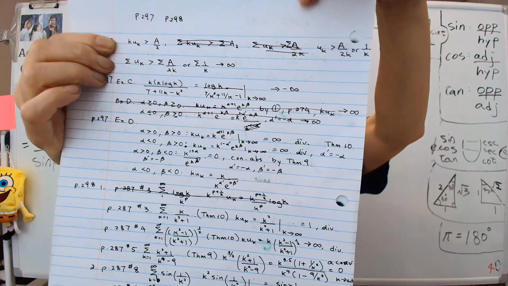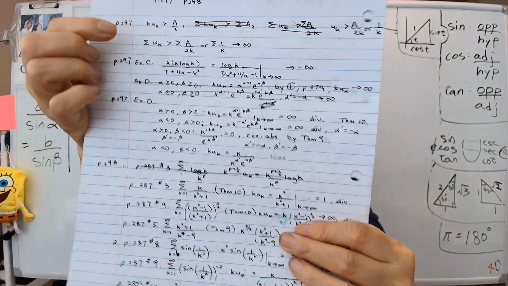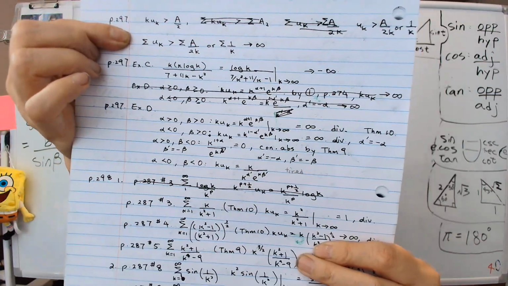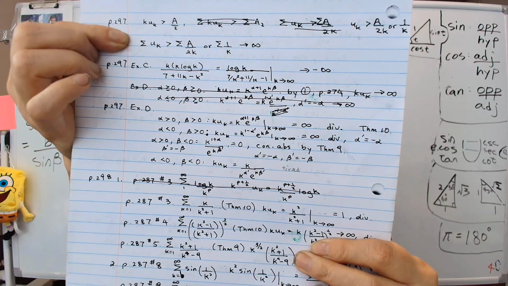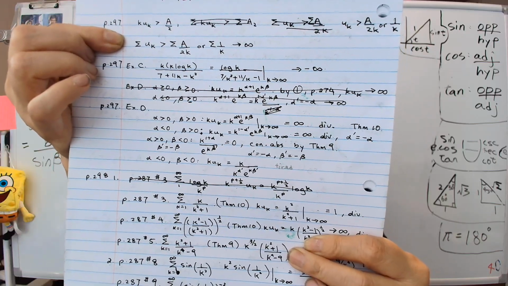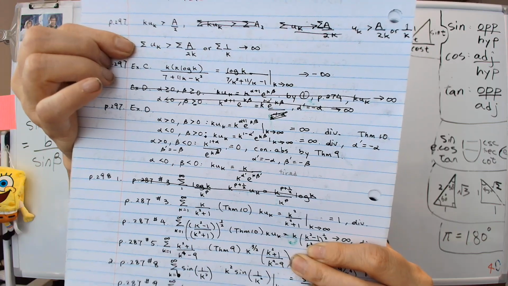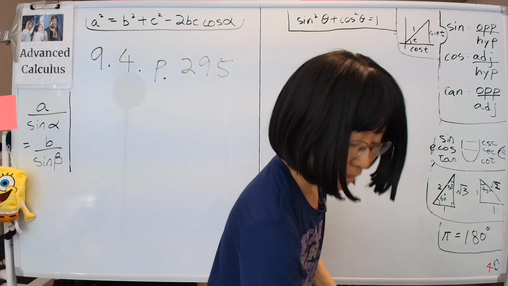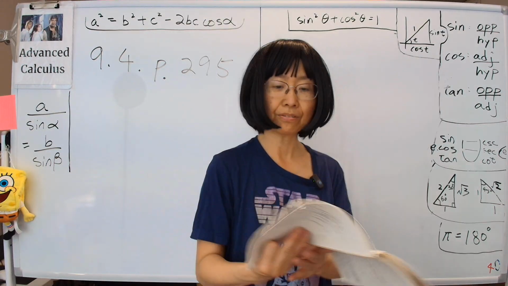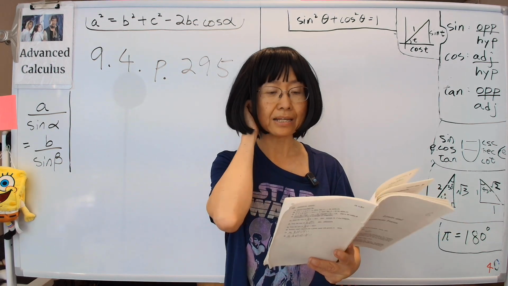That is the sum of u_k. It compares to the harmonic series, right? So the sum of u_k right here is bigger than the sum of a over 2 divided by k, which, as the harmonic series, diverges. Therefore, it diverges. So that is the standard proof for the case that a is bigger than 0.